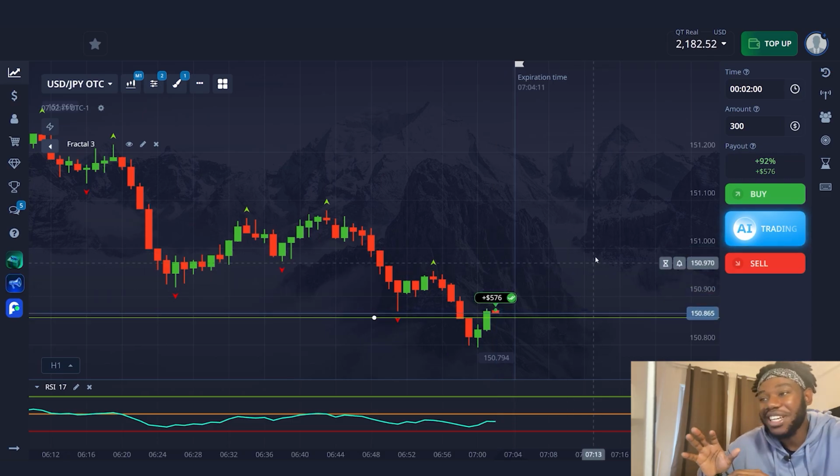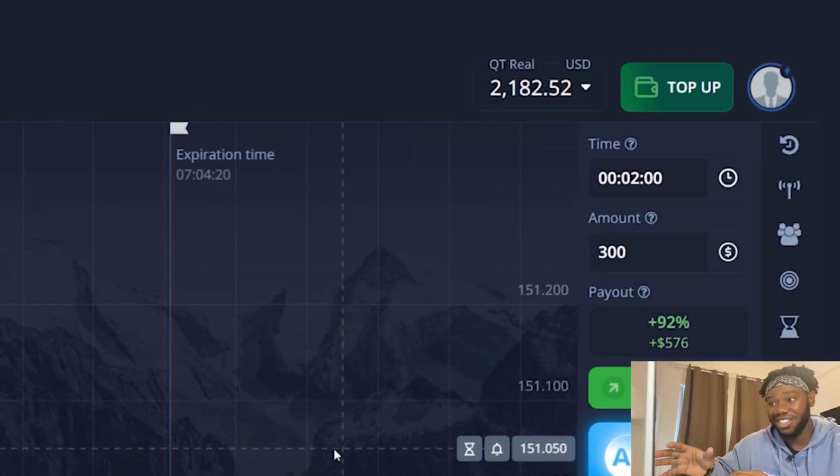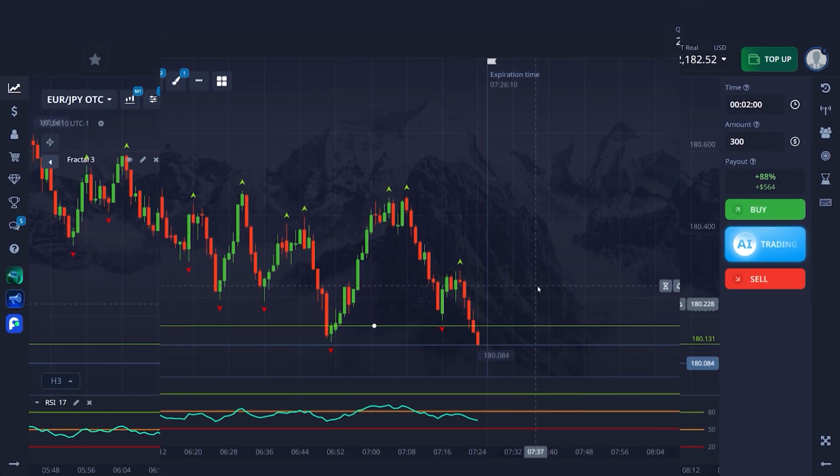Bingo. The prediction turned out to be correct and now the price started to rise and I have made a profit. Now my net worth is $2,182. There are still a couple of trades ahead. I am sure that I will be able to increase my capital even a bit more.